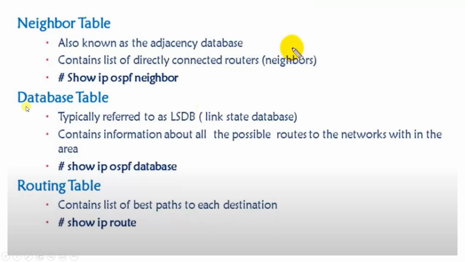Then we have the database table. Database table is nothing but it contains all the routes, or information about all the routes to the network. That is, the database table contains all the possible routes to the network.